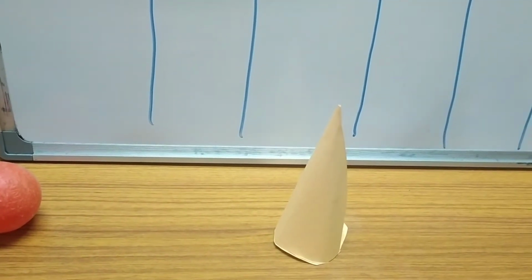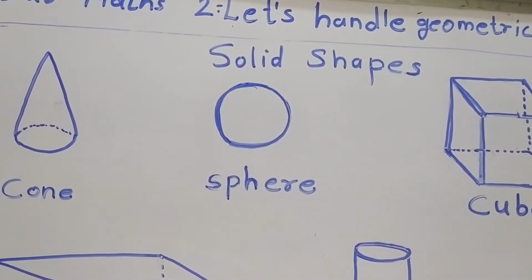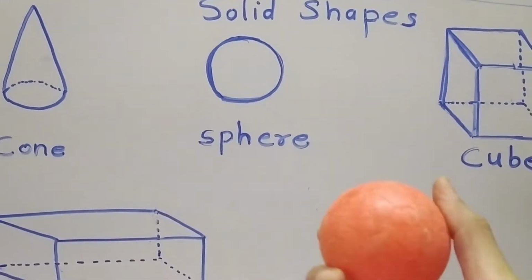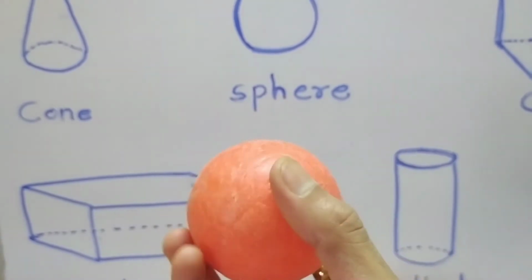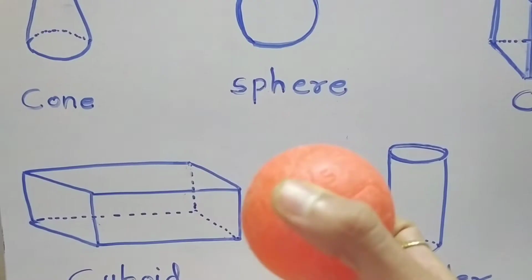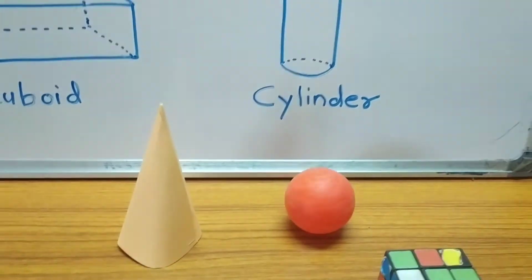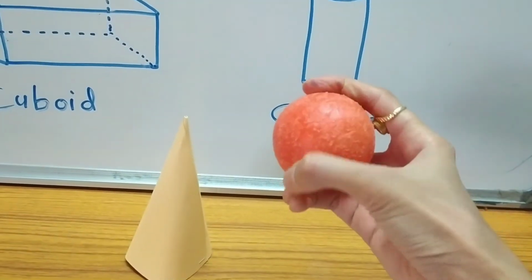Understood? Our next solid shape is the sphere. A shape like a ball is called a sphere. Look at this shape. This is the sphere shape. A sphere has no edge and no corners. No part of a sphere is flat. It turns continuously, and thus a sphere has only a curved surface. This is the curved surface.